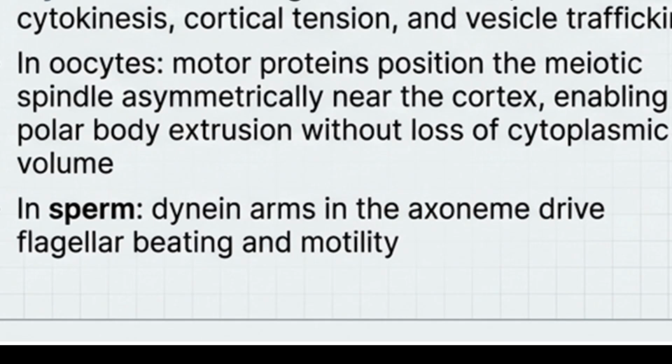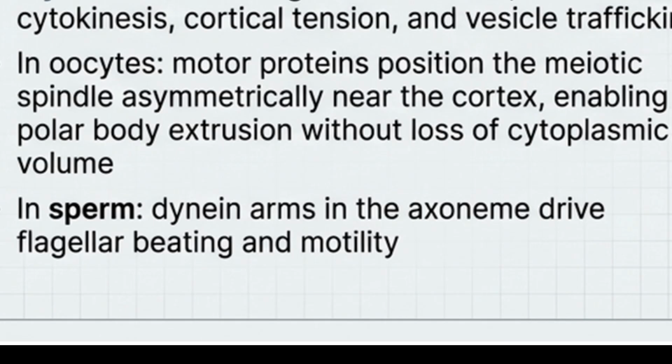The meiotic divisions are inherently unequal. The oocyte must expel genetic material in a tiny polar body while retaining the vast majority of its cytoplasmic volume. This asymmetry is not accidental. It is actively engineered by actin-myosin dynamics, pulling the spindle to the cortex.